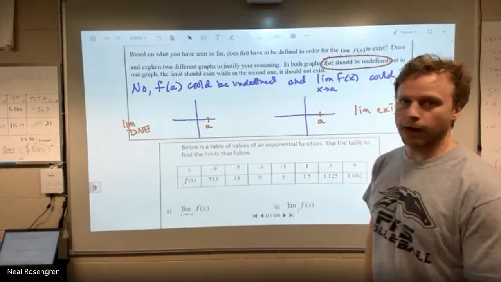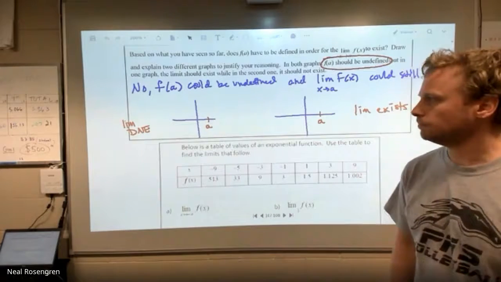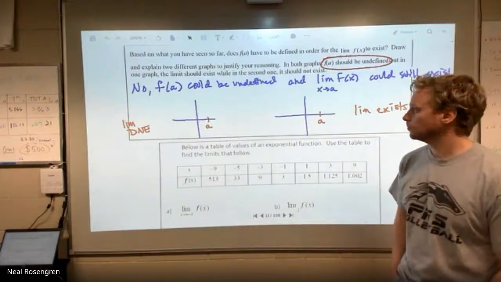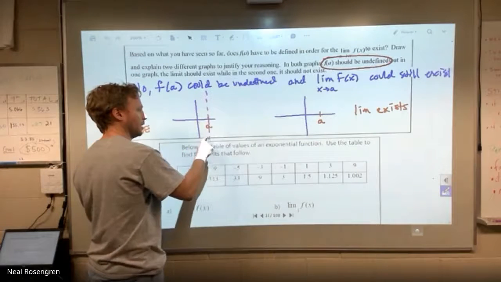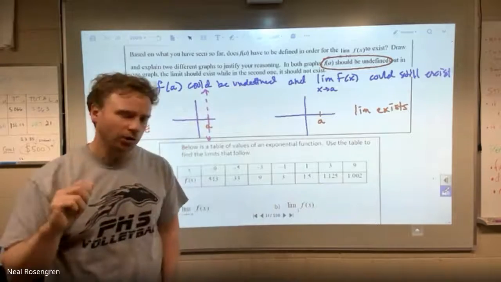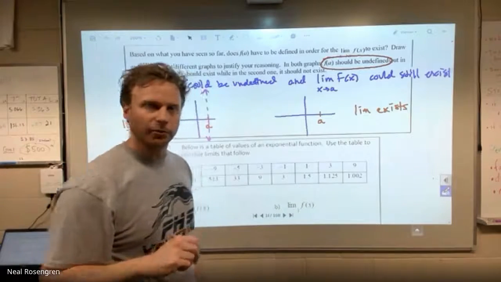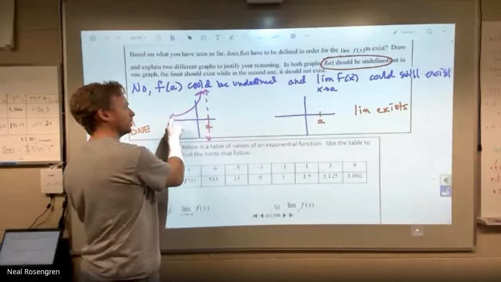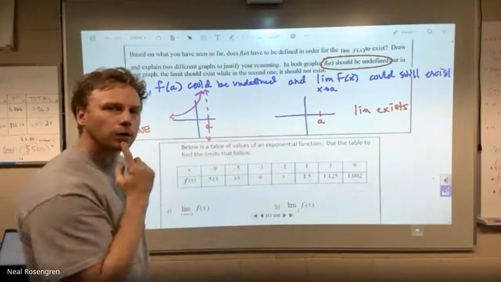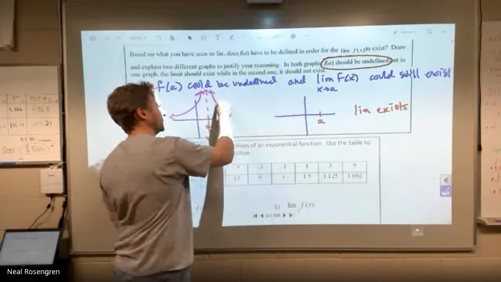Describe one of your graphs. Vertical asymptote on the left. So on this one, we've got a vertical asymptote. Okay, so I could draw that vertical asymptote there. And then what does the graph look like as it approaches that vertical asymptote, let's say from the left? It goes up over the horizontal asymptote. Okay, so something like that. And then what about from the right? Mirrored. Same thing. Cool. Looks good to me.